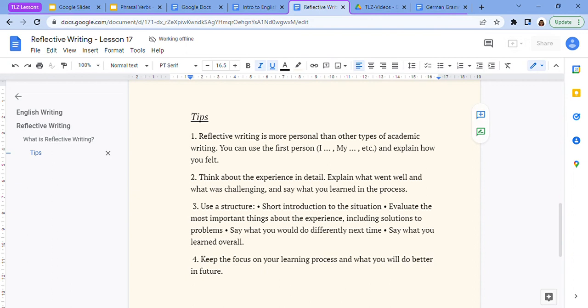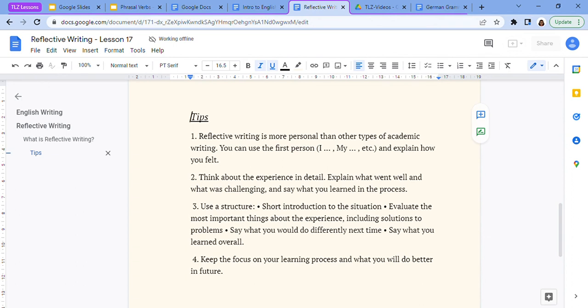Using a structure, like I said, there's a short introduction to the situation. You evaluate the most important themes about the experience, including solutions to the problems, what you could have done differently, even your tiny little errors that you realize now in hindsight. Then you say what you would do differently next time and what you learned overall. Even if it wasn't something you learned when it happened, you take the time to think about it and then you write it down. So that's basically a vague structure of writing it.